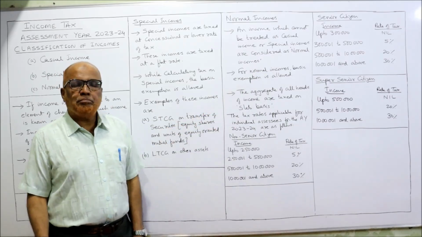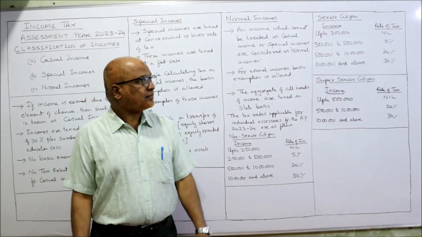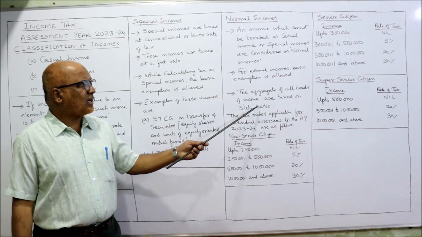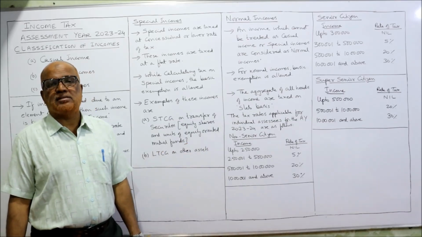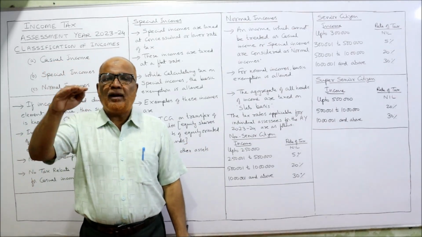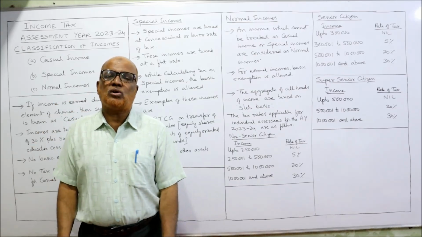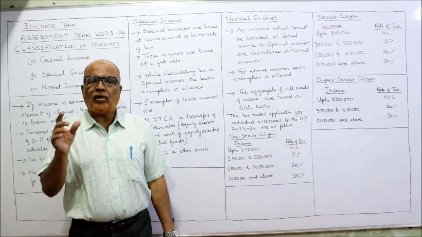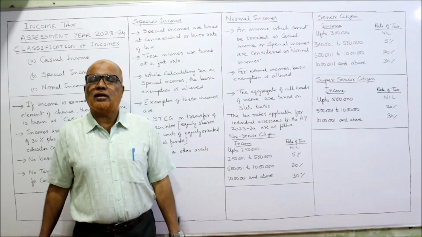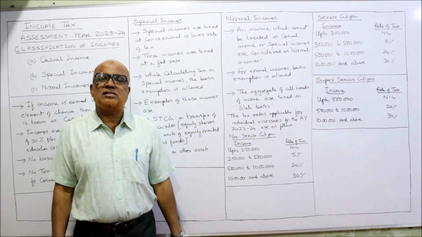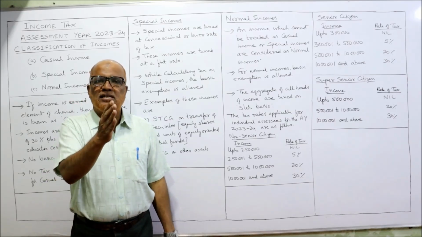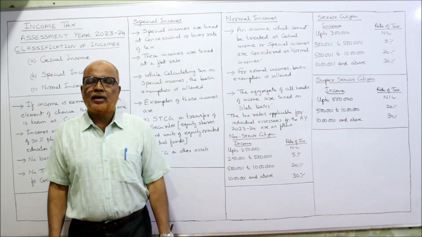Now for normal income, basic exemption is allowed, and the aggregate of all incomes is taxed on slab basis. Slab means different rates for different levels of income. So for applying the tax on normal income, we have to classify all the assessees into non-senior, senior and super senior.